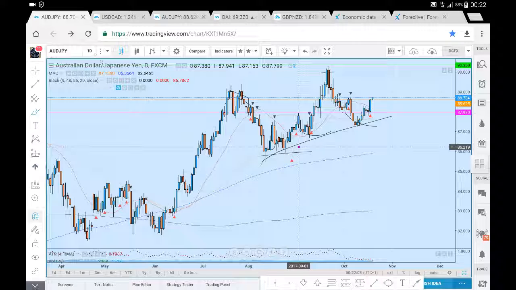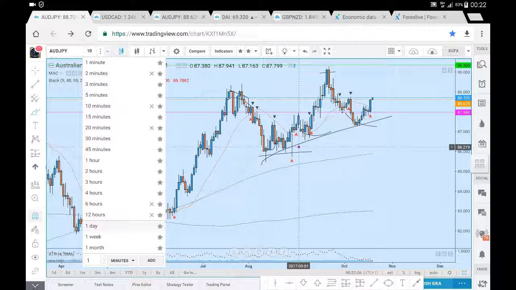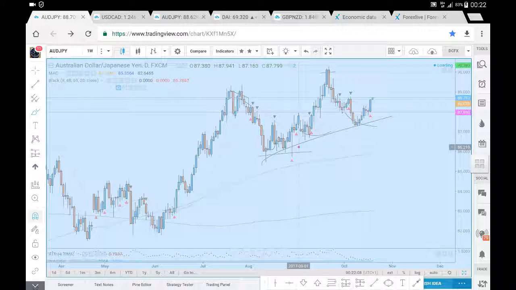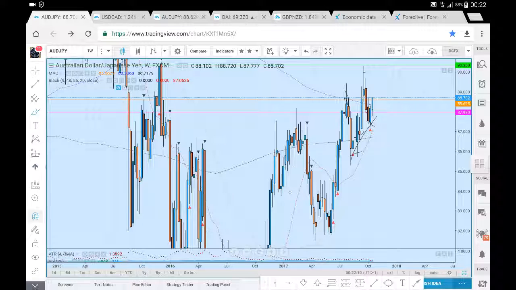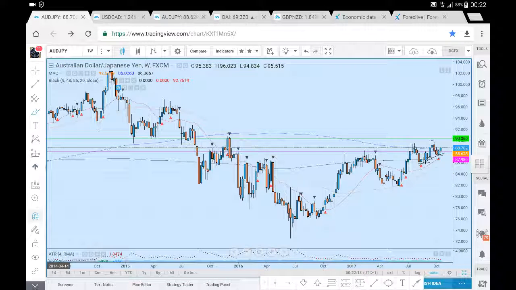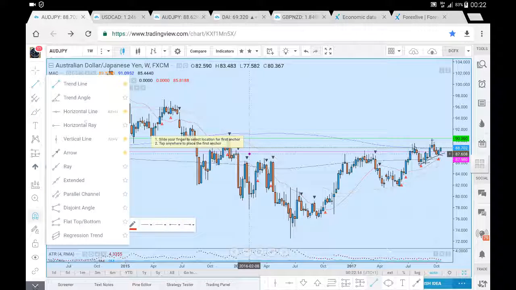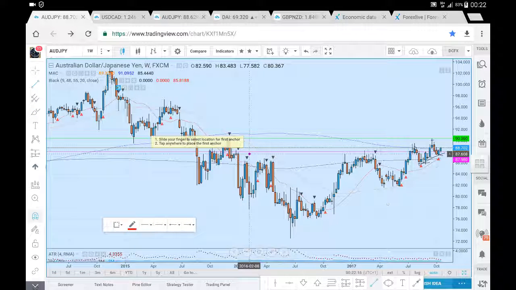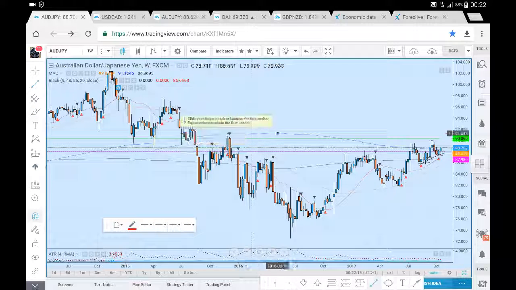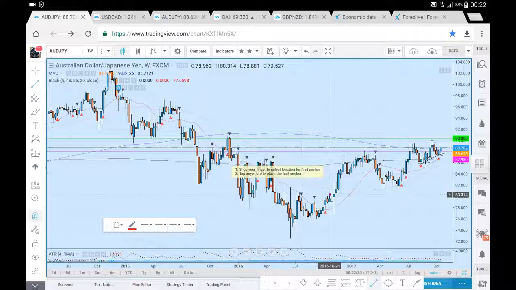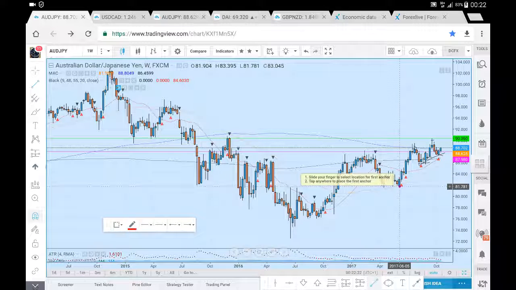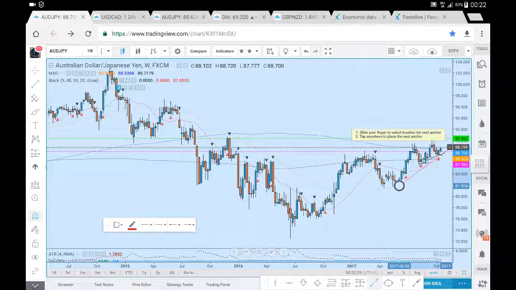So if I go out to, say, the weekly time frame, see where we are. Let's get the scaling on here correct. And trend line. So on this weekly time frame, we can clearly see that we are in an uptrend on the Australian dollar against the Japanese yen.